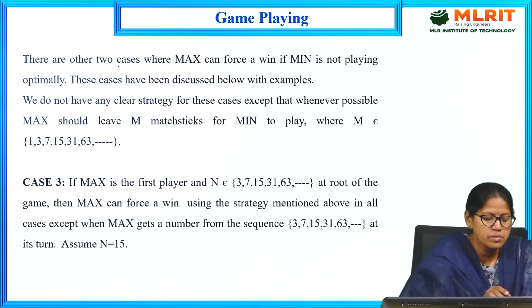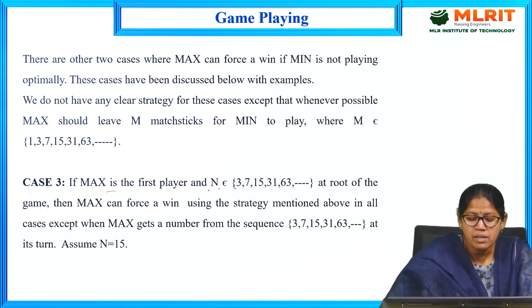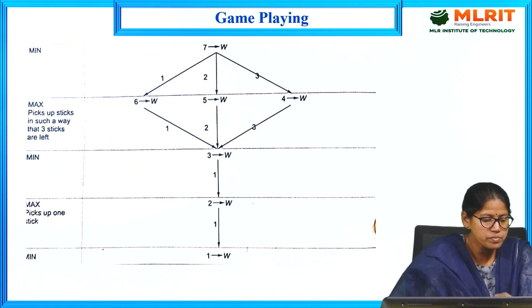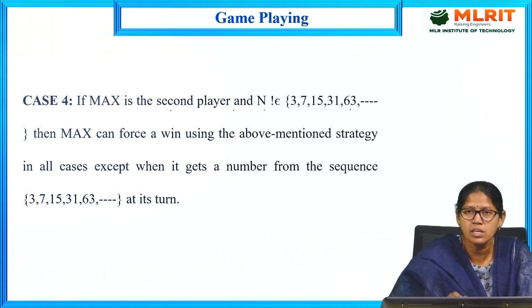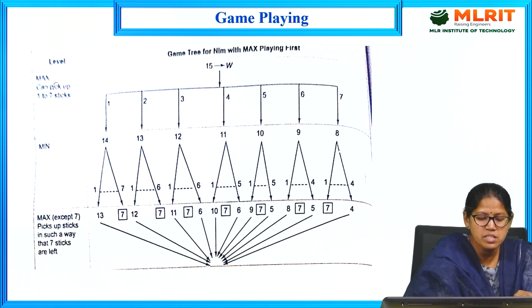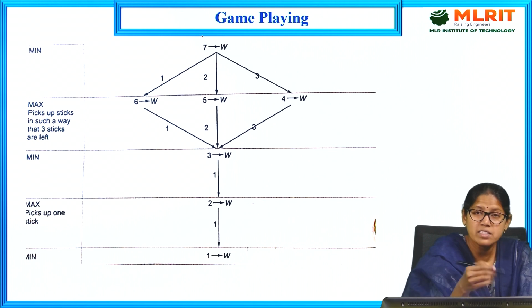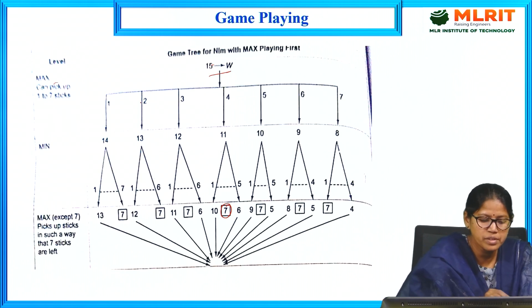Next, the other two cases. Case 3: if max is the first player and n belongs to the sequence, meaning the initial matchsticks are in the sequence. And case 4: if max is the second player and n does not belong to the sequence. Let's see. Here we have taken 15, max is the first player, and 15 is in the sequence. So we can't go with the 7 at the max level and still win the game.